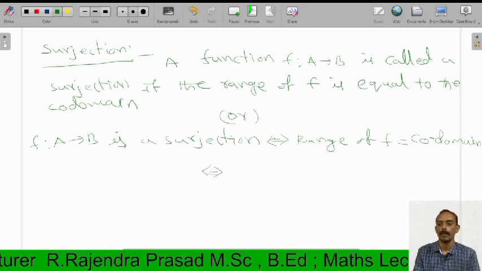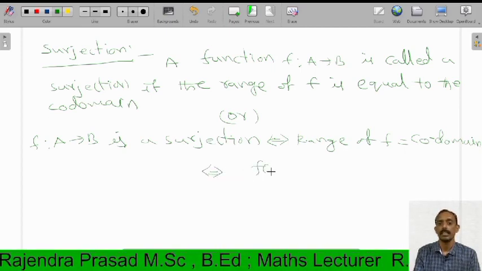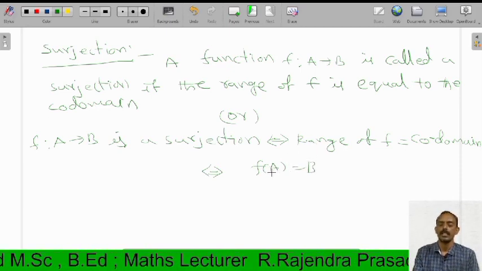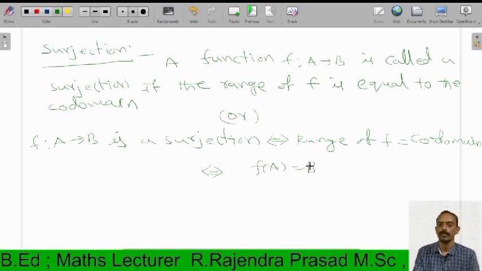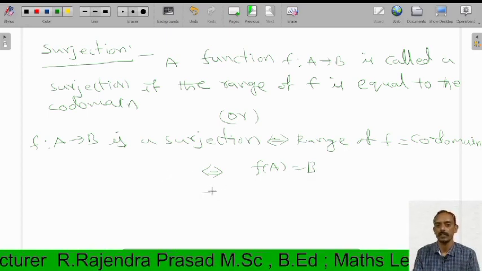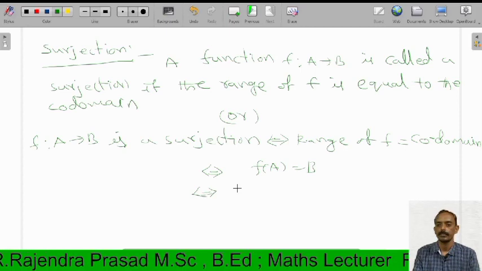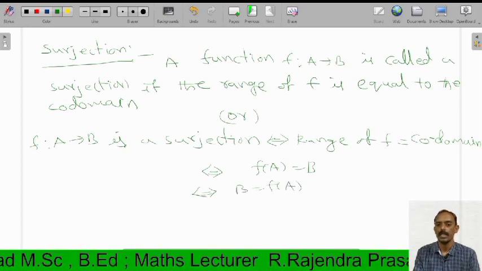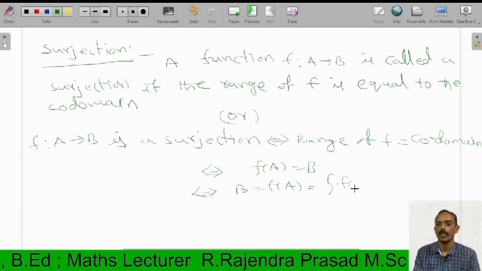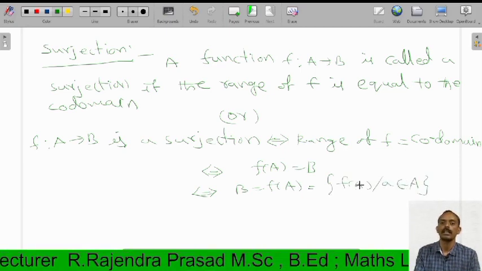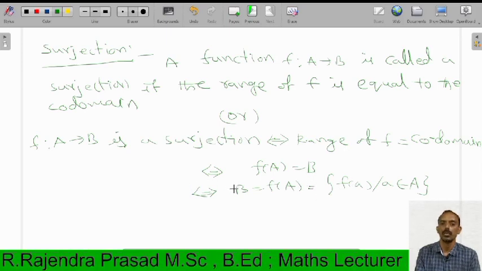అలాగే మ్యాథమెటికల్ డెఫినేషన్ రేంజ్ అంటే ఏంటి? ఇక్కడ f of A equal to B, range means f of A, codomain means B. Therefore f of A equal to B, then f: A to B is a surjection. Here B equal to f of A equal to the set of f of a such that a belongs to A. Okay, that is range equal to codomain.